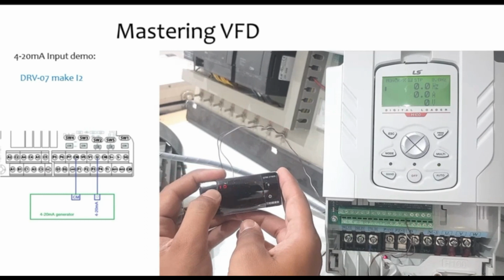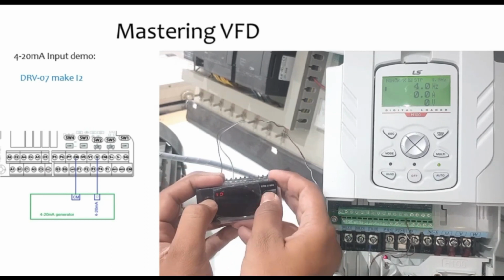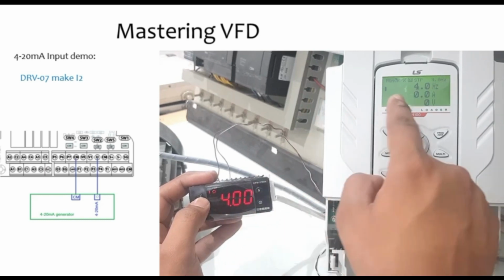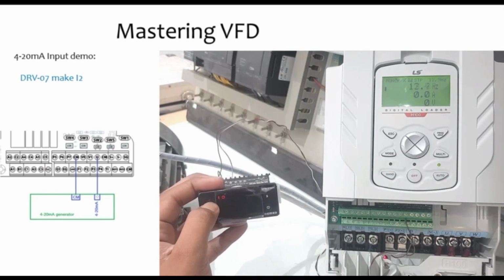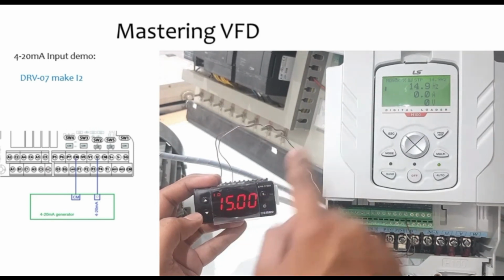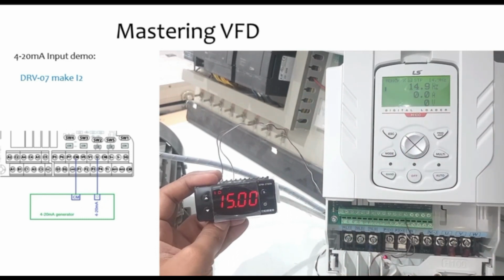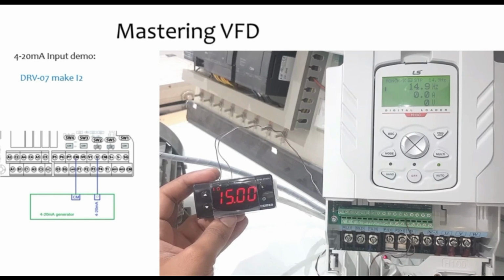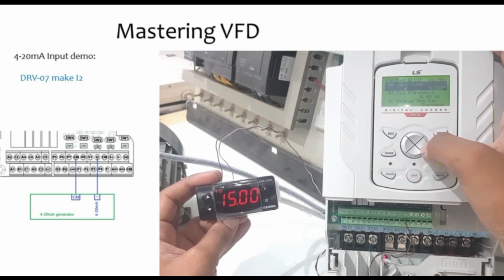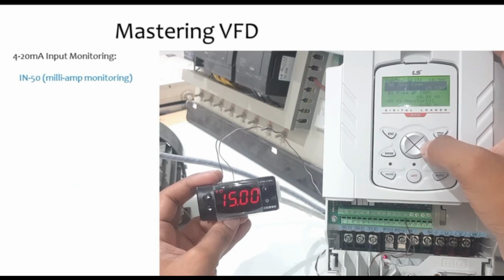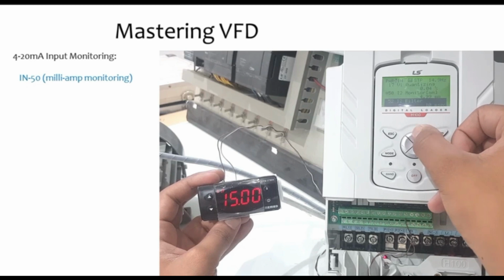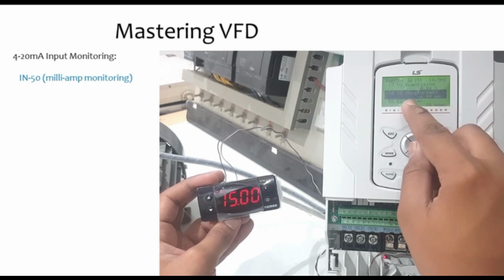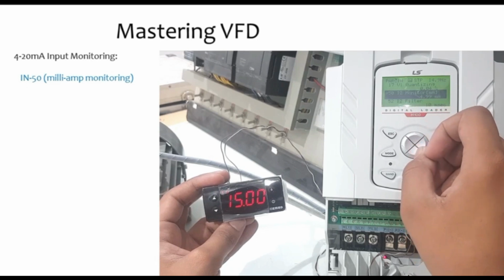Just press set and enter whatever value I need. For example 4, so it will be 4 over here. For example 15, then here also I will see something similar to 15. Now if I need to check what is the signal I am receiving, I will go to the IN group and scroll down, and here I can monitor the signal I am getting.